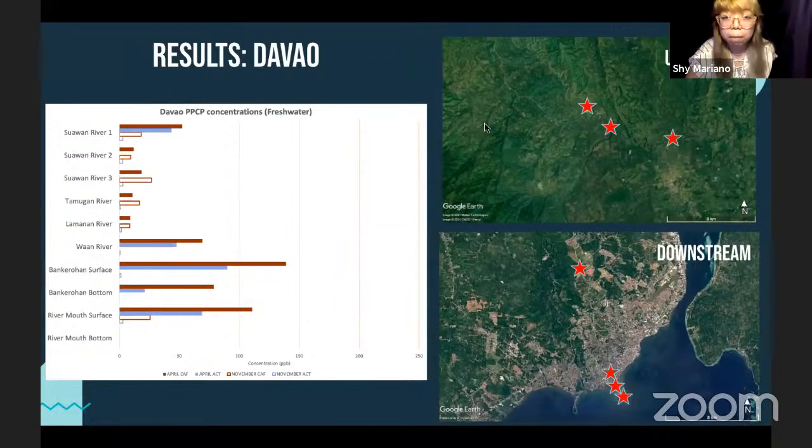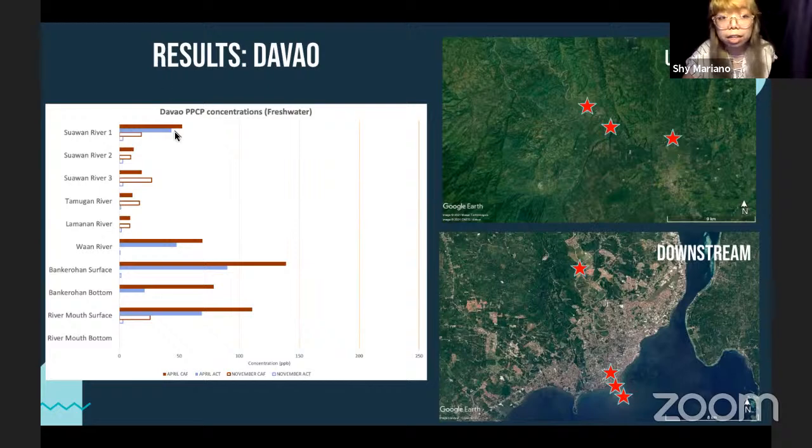In general, the upstream sites, we can see here on the right side of the presentation, from Suawan River until Lamanan River, and then we have the downstream sites here, Waan River, and then the Bangkerohan surface and bottom. In general, the upstream sites have lower concentrations of PPCPs detected compared to the downstream sites. And similar to Boracay and Mabini, we were only able to detect caffeine and acetaminophen.